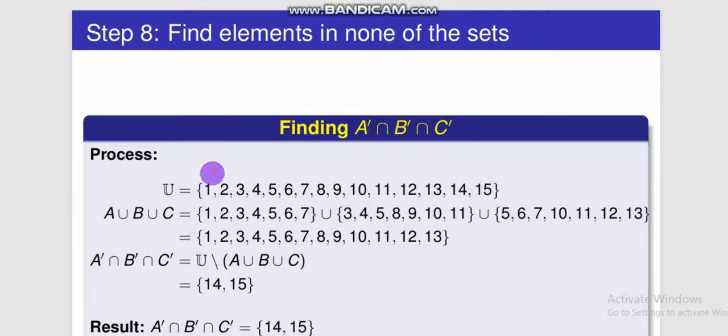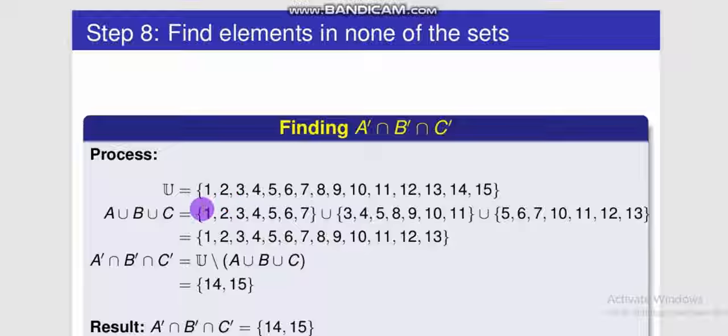And remember, all the 3 elements are obtained from the universal set. So you unite A, B, C. You find the union of all of them. It is set A union set B union set C. This is your set A. You are uniting that with set B, and you are uniting that with set C.